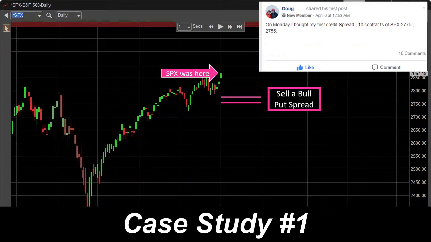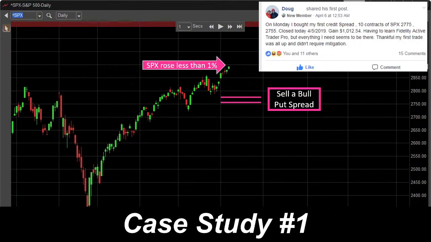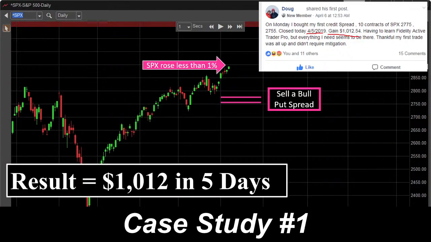Well, what happened with this trade? Well, remember, you're bullish. The S&P only rose 1% over the next few days. And so we got Doug here who says, well, I closed the trade here on April 5th, and he made $1,012 in those five days. Five trading days, excuse me. Let's just leave it at that. $1,000. So the S&P went up 1%, and he just made $1,000 on that trade. That's a nice little paycheck, right?